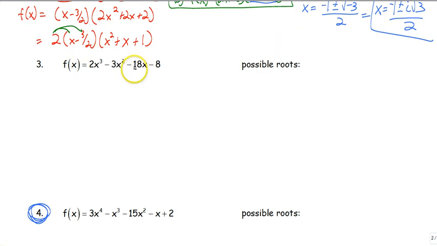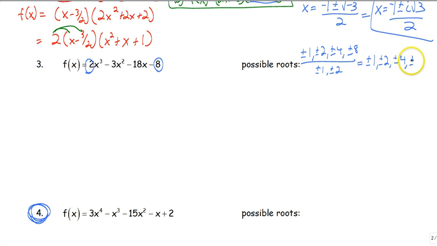First thing you should do, possible roots. Again, possible roots are the coefficients of this over the coefficients of this. So it's plus or minus 1, plus or minus 2, plus or minus 4, plus or minus 8 over plus or minus 1, plus or minus 2. So the first thing I do is I just do all the 1s over 1, which is plus or minus 1, plus or minus 2, plus or minus 4, and plus or minus 8.